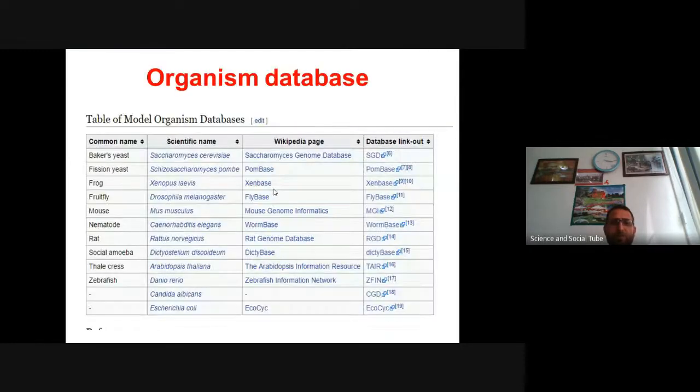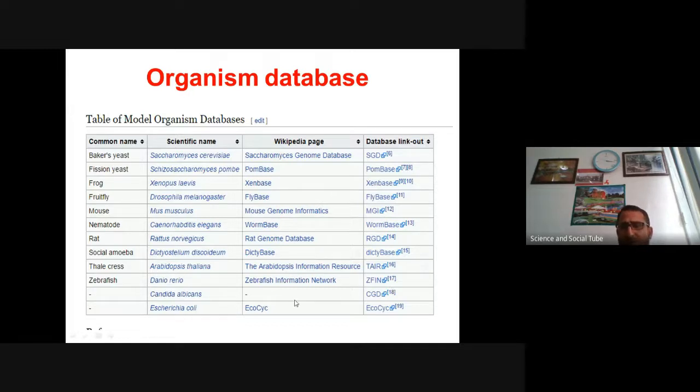Based upon the name of the organism, there are also databases. Like here you can see the yeast database, the name of the yeast and the database link. You can go there for frog, fruit fly, where you will get information on the particular organisms only, related to their genes, their proteins, their RNA. A rat database is there, a zebrafish database is also there, ZFIN, the Zebrafish Information Network.